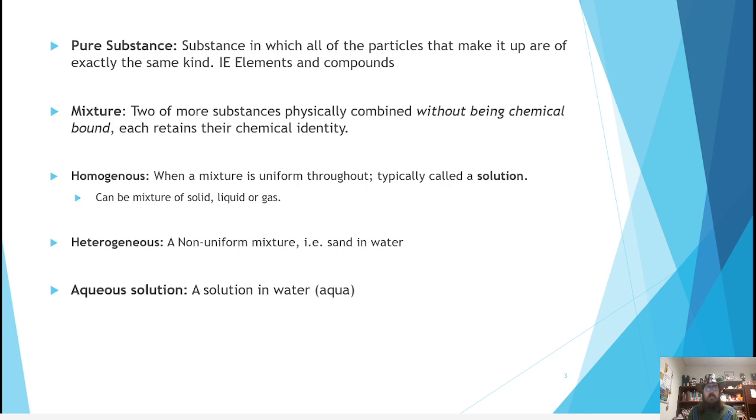Now, we'll often see states of matter as well. S stands for solid, L stands for liquid, G stands for gas. But sometimes we'll come across one that's AQ. AQ is a type of state of matter meaning dissolved in water. It's a solution in water. AQ stands for aqua. I'm pretty sure it's Latin, but aqua, Latin for water.